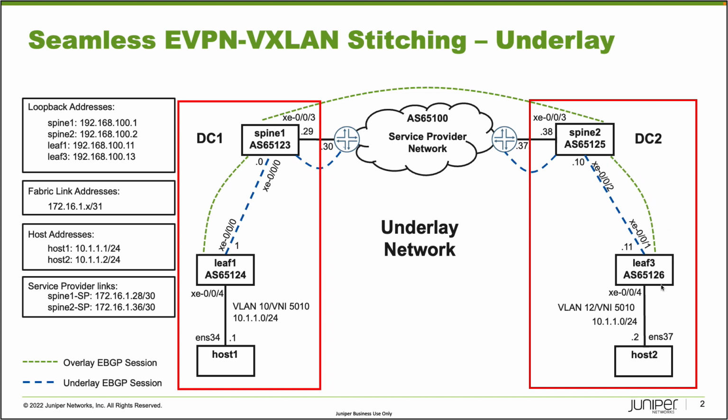The whole point of what we're doing here is creating the underlay network that will facilitate the overlay network, which will then facilitate the seamless EVPN-VXLAN stitching and will allow hosts in different data centers to communicate. So this is a data center interconnect technology is what we're getting at here. Okay, with that being said, let's jump to the CLI of spine 1, this device here, and get this going.